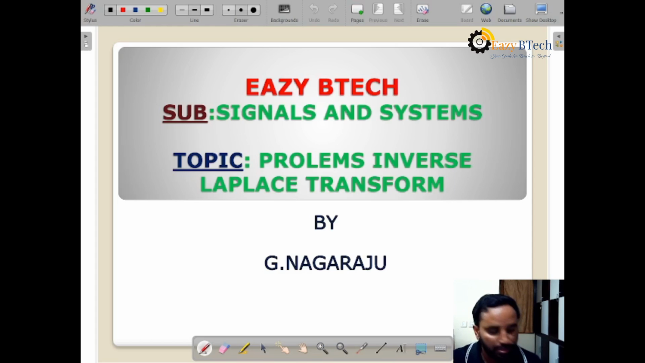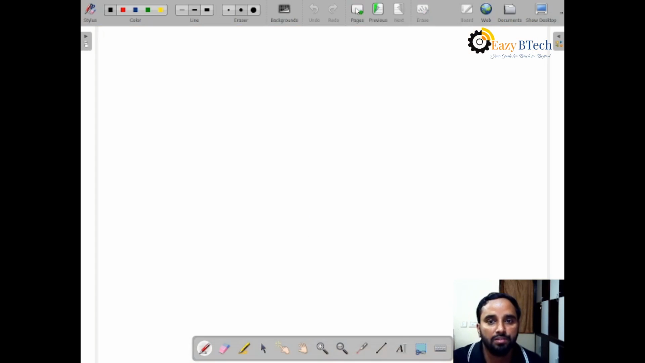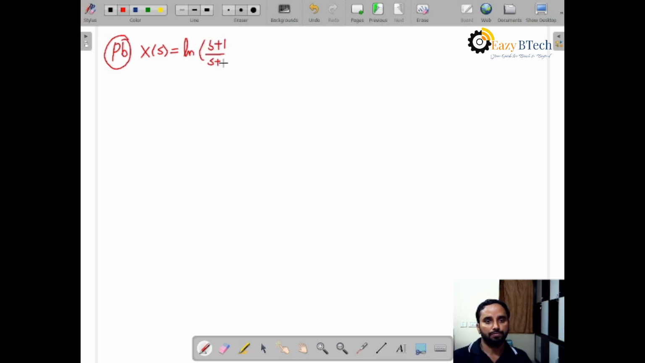Let's start our session, inverse Laplace transform problems. So how to do problems, we'll see one by one. So the problem given: X of s is equal to log of (s plus 1) by (s plus 2). So this is a problem. Find the inverse Laplace transform, means find x of t. So this is the question.